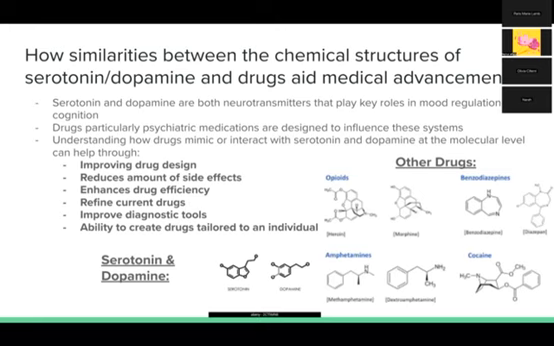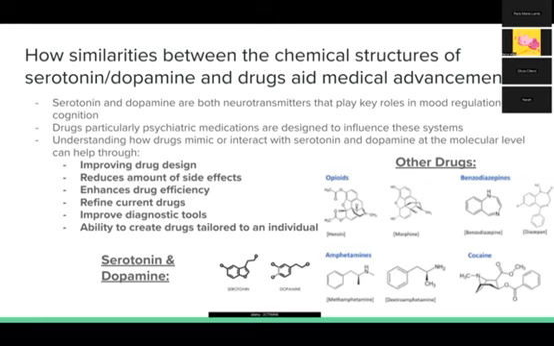Enhances drug efficiency: when a drug closely resembles a neurotransmitter, it can bind more tightly and efficiently to its target receptor. Refine current drugs: with new and more specified knowledge on drug functions and structures, current drugs can also be improved. Improve diagnostic tools: understanding molecular structures of serotonin and dopamine allows for development of more sensitive imaging agents and biomarkers. Ability to create drugs tailored to an individual: knowledge of serotonin and dopamine pathways can guide clinicians in selecting the right drugs and dosage based on an individual's unique genetic makeup.